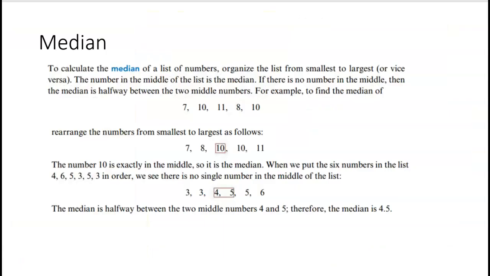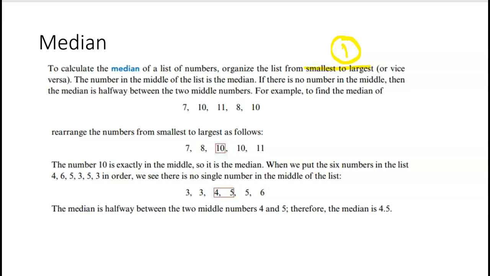All right, let's move on to the median. A median is another measure of center. So to calculate the median of a list of numbers, we're going to organize the list from smallest to largest, or largest to smallest, but this is your step 1. And this is usually the step that people forget, and that's why they make a mistake. The middle number is the median.